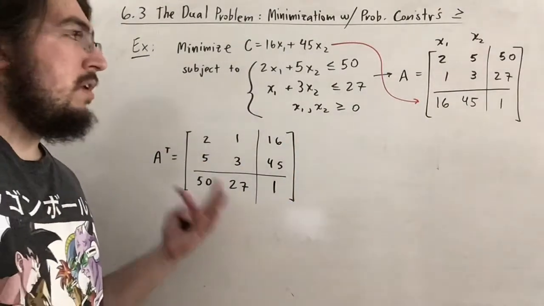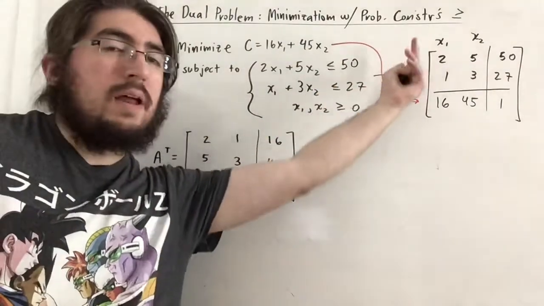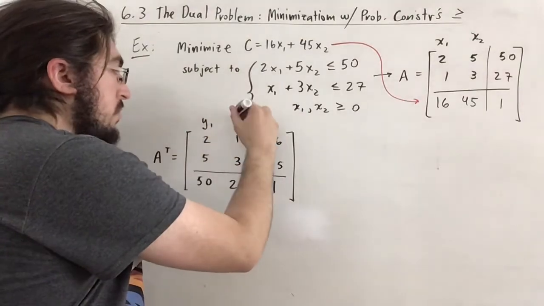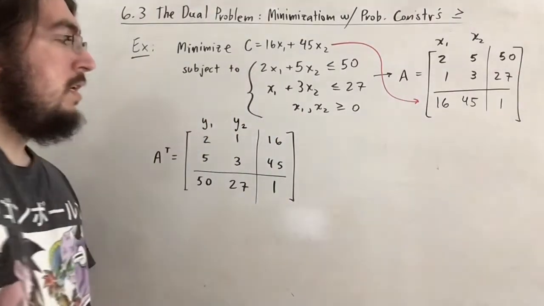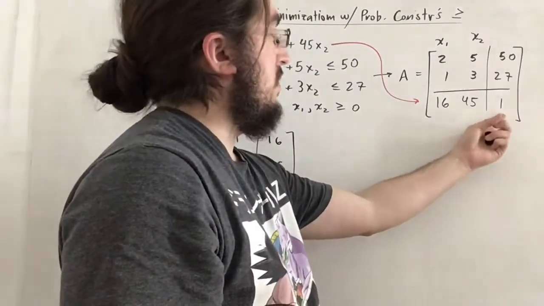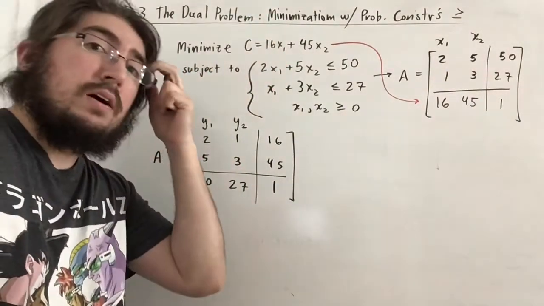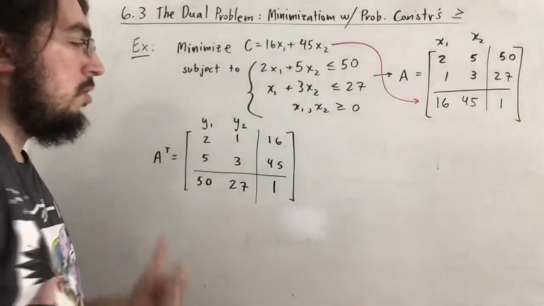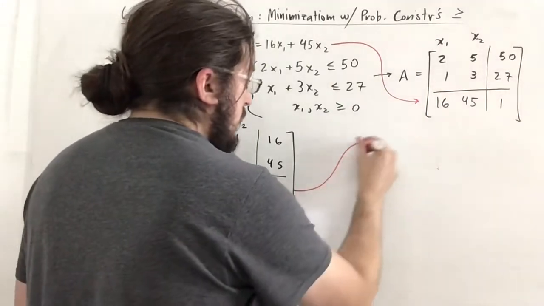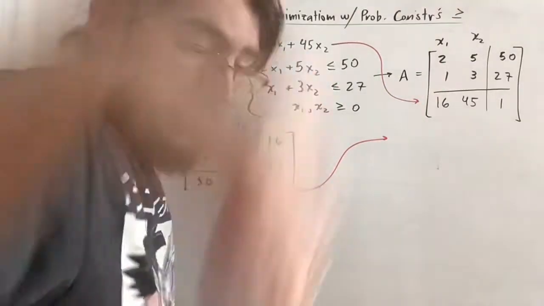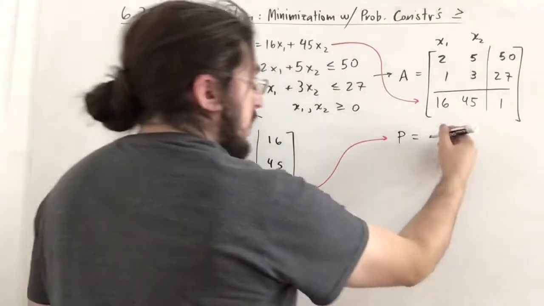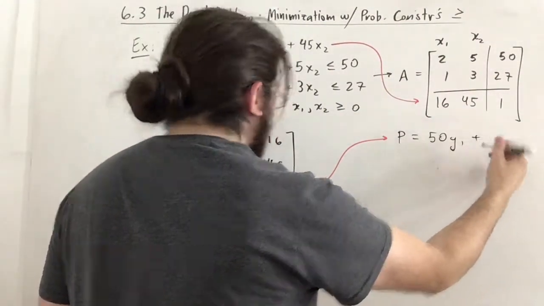The only thing now is that we don't have x1 and x2 anymore. Now we have new variables that we've introduced here, and these will be y1 and y2. Similarly, this was the coefficient of C, now it'll be the coefficient of P. So just to write it above, what this will correspond to is: we're going to have P is equal to 50y1 plus 27y2.